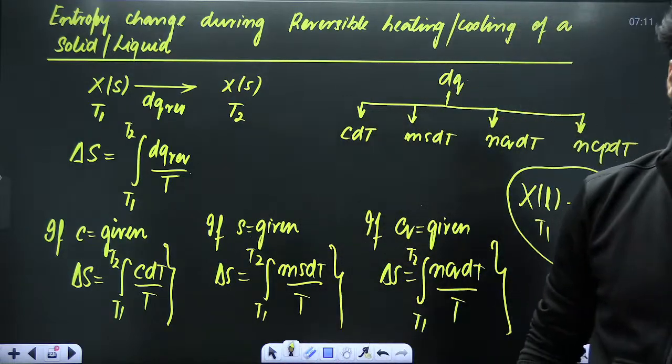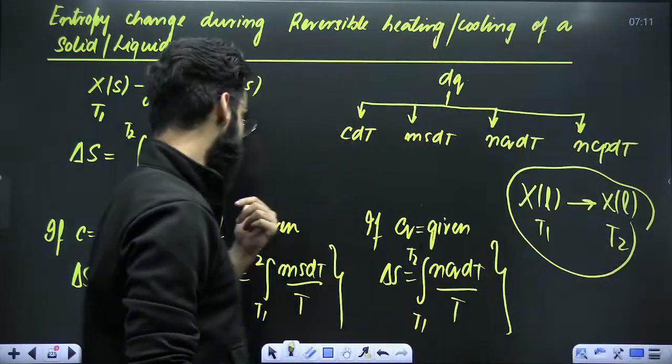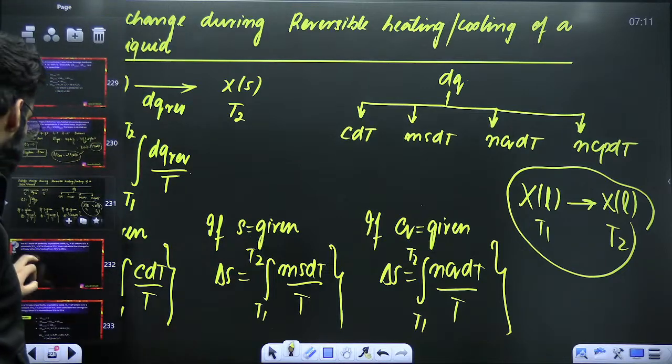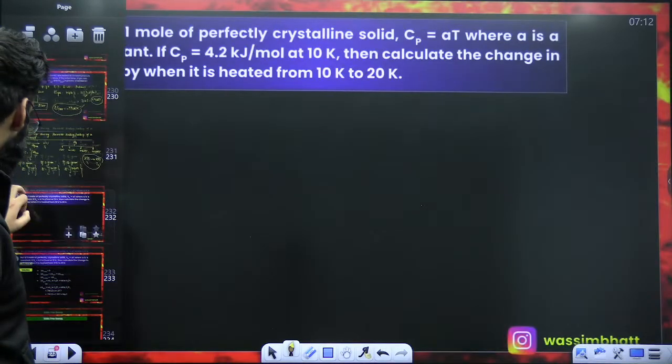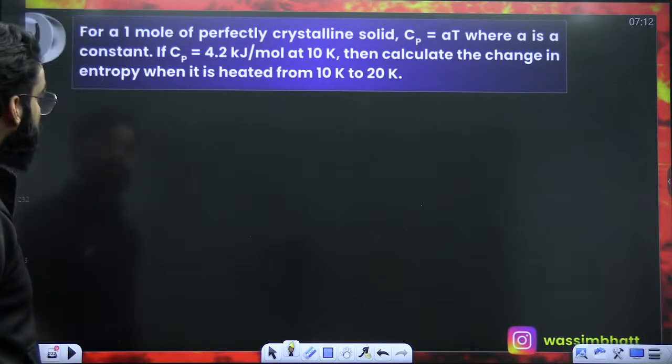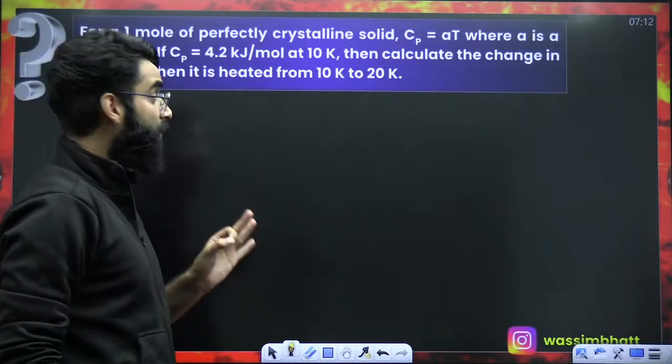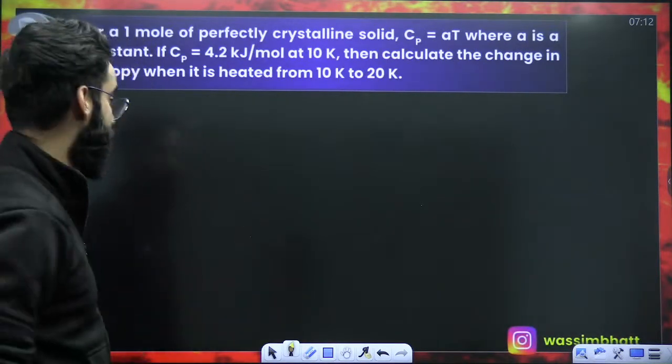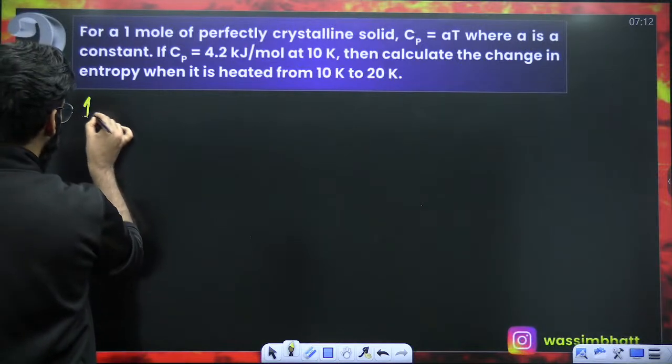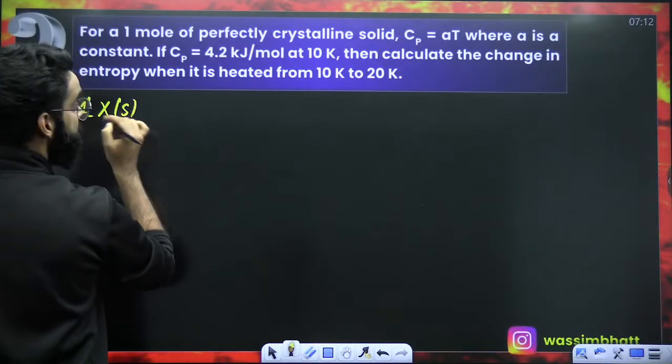Let's try to solve one question from this so that we'll get the idea. What kind of question can be asked from this one? Have a look. For 1 mole of perfectly crystalline solid. So you have got, for example, 1 mole of X, which is a perfectly crystalline solid.